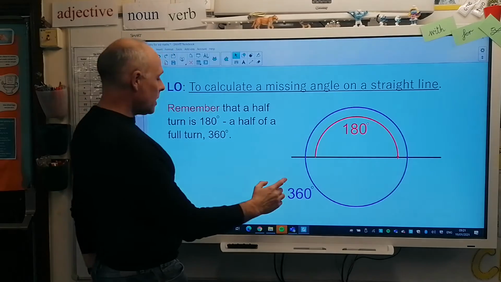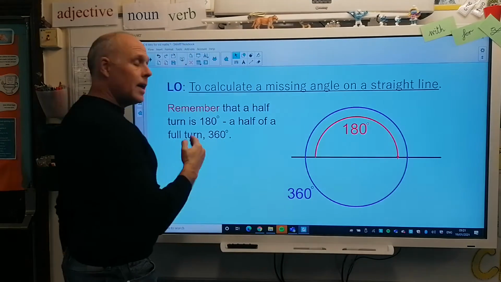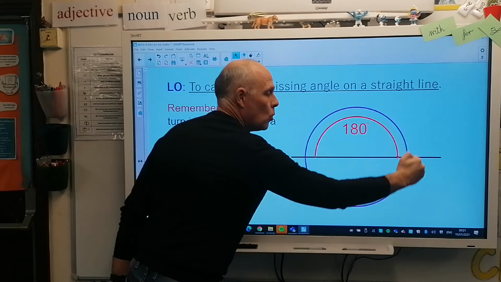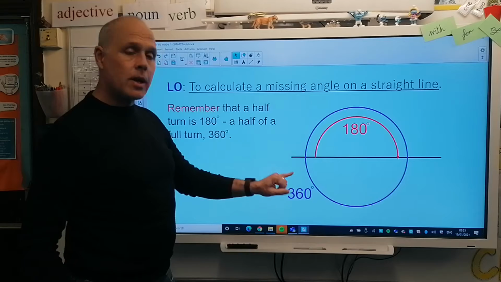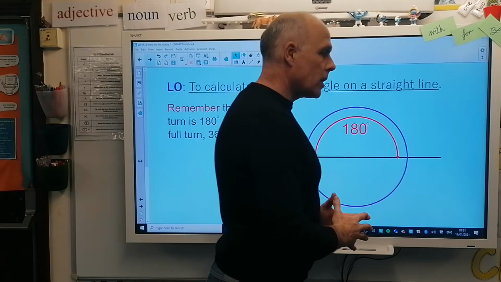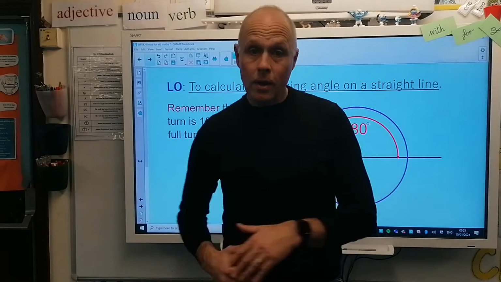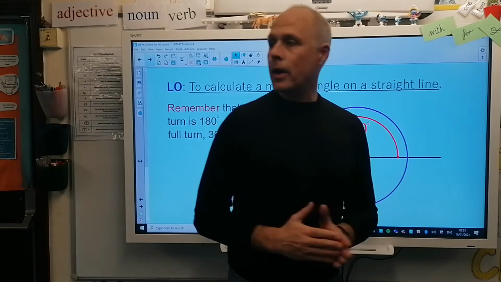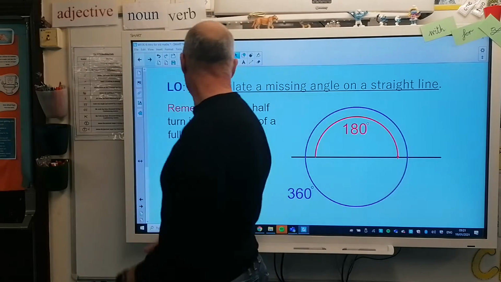Remember that a half turn, this half turn, is a half of the whole turn. So if a whole turn is 360 degrees, a half of that would give us 180 degrees. So instead of doing a whole turn all the way around, we are literally doing a half turn, and we're still on that same line.